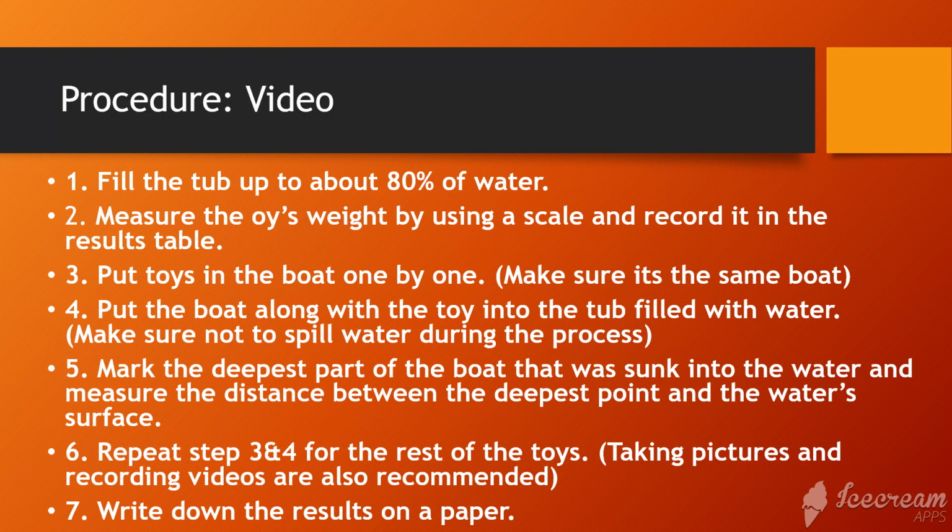So first, we fill up the tub about 80% with water, and we measure every toy's weight by using a scale and record it in the results table. And third, we put every toy in the boat one by one and make sure that it's the same boat while we're doing it. And four, put the boat along with the toy into the tub filled with water and make sure not to spill water in the process, or else it might affect the results. And fifth, mark the deepest part of the boat that sank into the water and measure the distance between the deepest point and the water's surface.